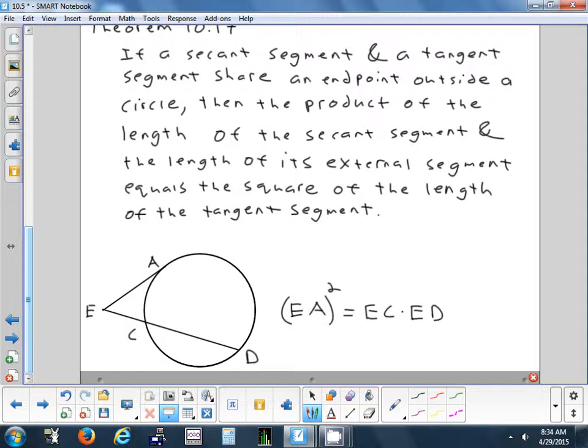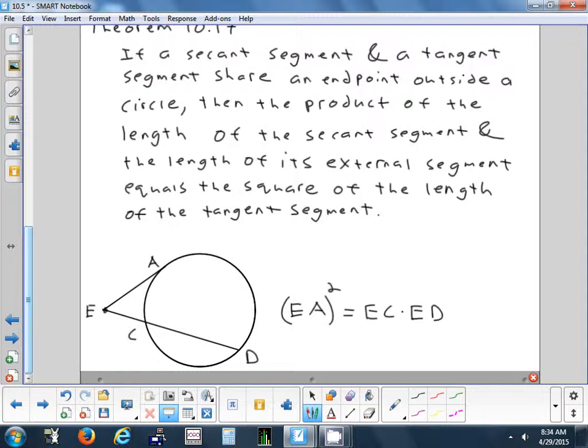Really, it's the same theorem as the one we just did, just a little different. But almost the same thing. So you've got a tangent and a secant segment sharing a common external point. Does anyone have any other questions on that theorem?